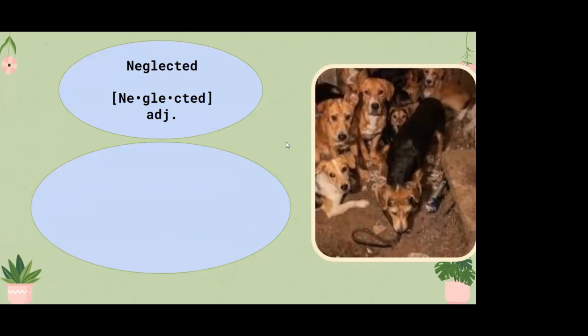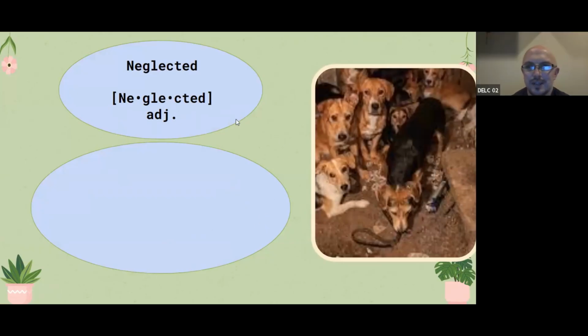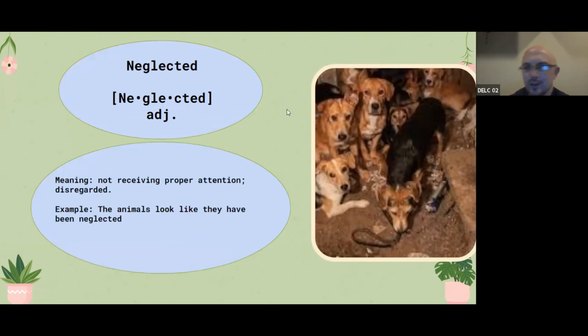Neglected is an adjective. It's going to describe something. Neglected can mean something that hasn't been taken proper care of. Like if you give your flowers food and water, and if you forget and they look like they are dying, we might say, oh, I am neglecting my flowers.